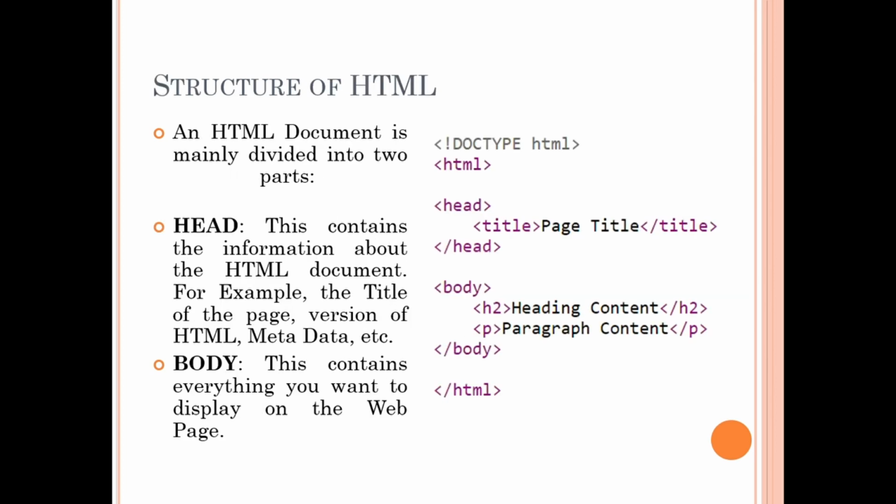Next, structure of HTML. An HTML document is mainly divided into two parts, head and body. Head contains the information about the HTML document, for example, the title of the page, version of HTML, metadata, etc. Body contains everything you want to display on the web page. This is an example of the basic structure of HTML.